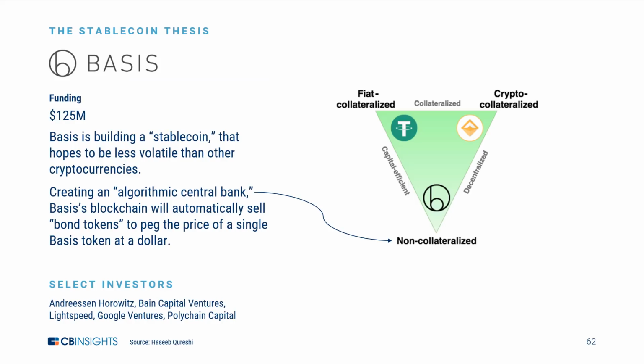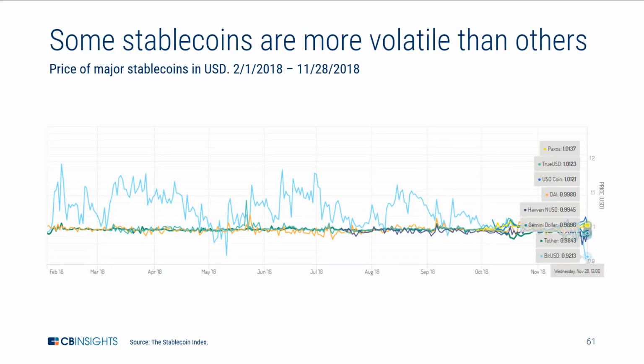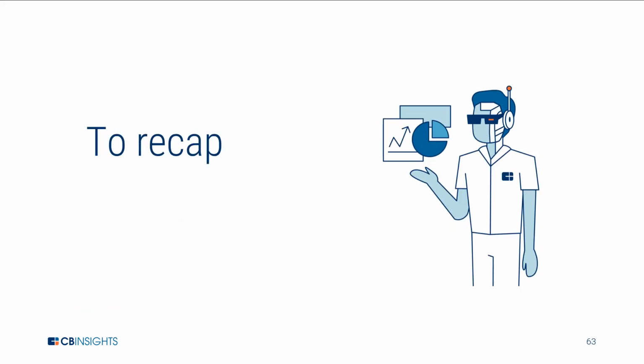Here's the Basis slide. Of course, there are still issues here, and stablecoins have to prove that they're really stable. But if they work, then that's another piece added to a blockchain-based decentralized financial and monetary system. We've covered a lot, so let's recap quickly.